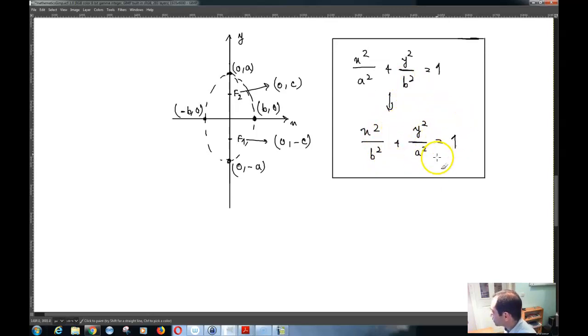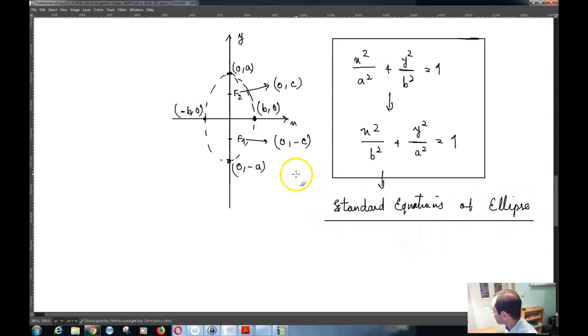And these are known as the standard equations of ellipse. And of course, you do know that the standard equations of ellipse always have the center of the ellipse at the center of the coordinate system, and the major and minor axes along the x and y axes.